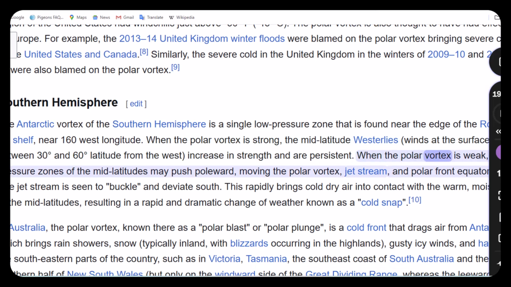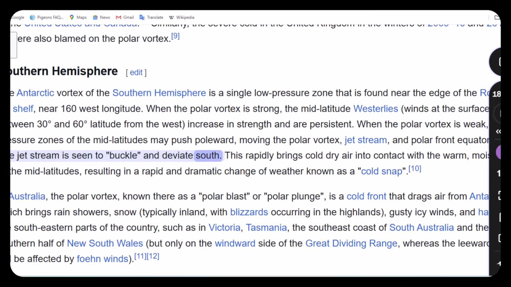When the polar vortex is weak, high-pressure zones of the mid-latitudes may push poleward, moving the polar vortex jet stream and polar front equatorward. The jet stream is seen to buckle and deviate south. This rapidly brings cold, dry air into contact with the warm, moist air of the mid-latitudes, resulting in a rapid and dramatic change of weather known as a cold snap.